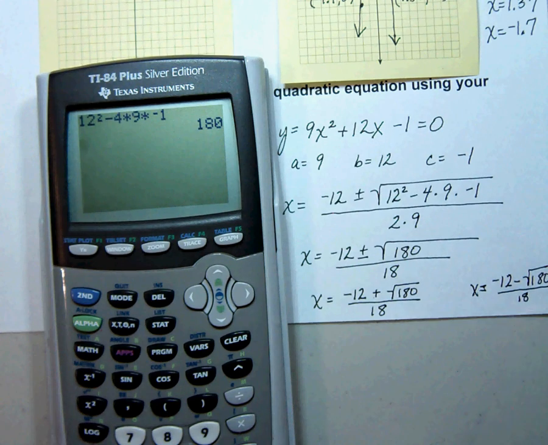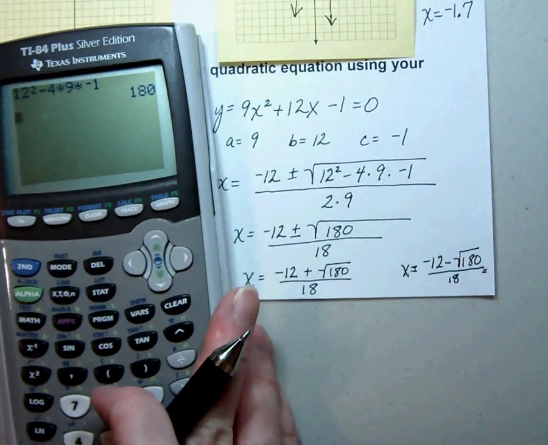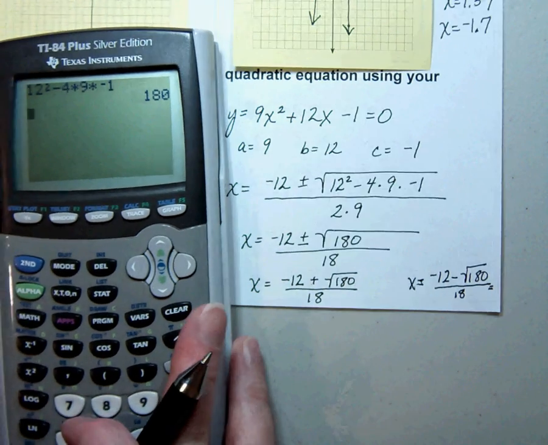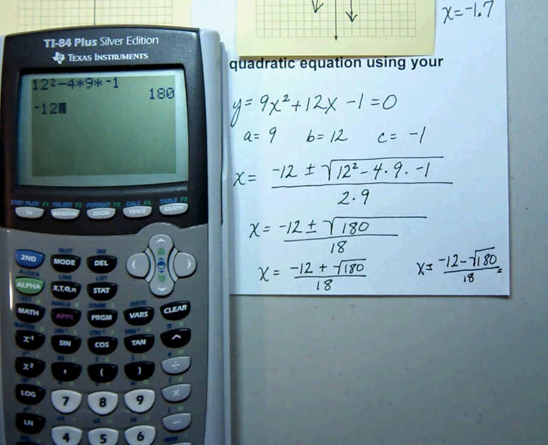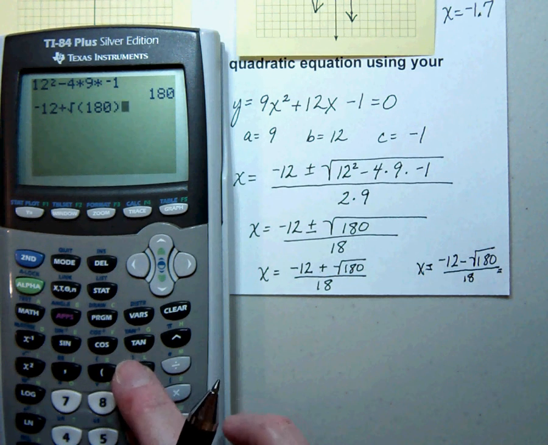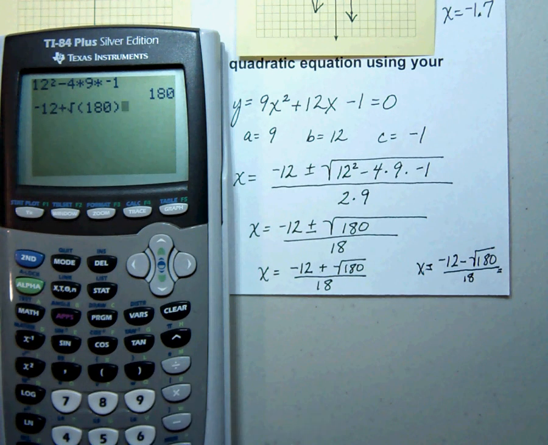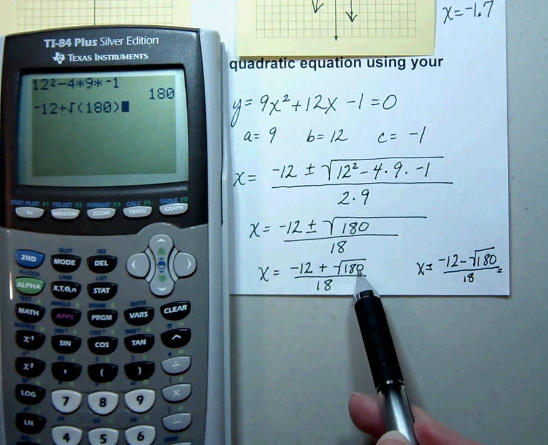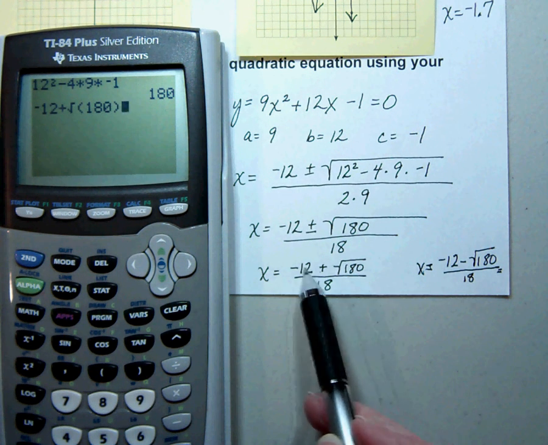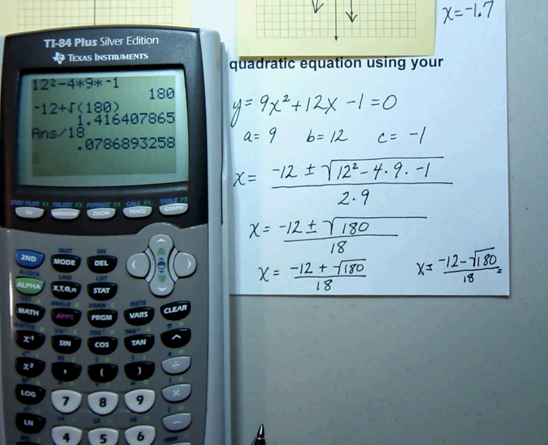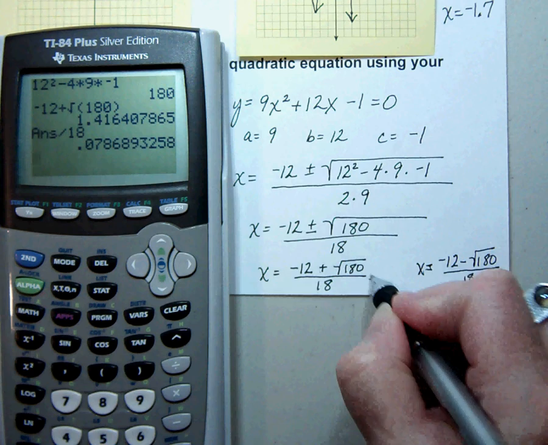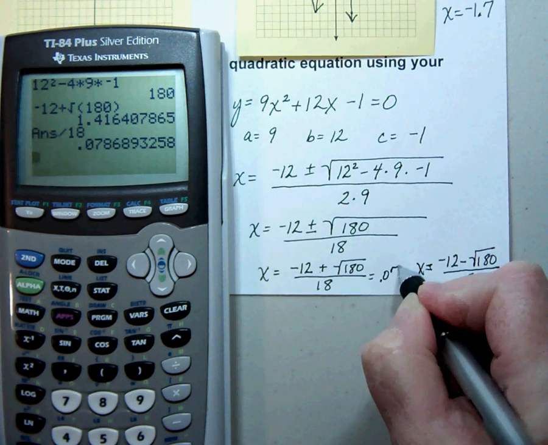Okay, I'm kind of running out of paper here, but let me move this over. This is very important. I want you to listen closely. When you type in negative 12 plus the square root of 180, you can close the radical, but if you were to put divide by 18, you would get the wrong answer because it would divide the square root of 180 by 18 and not the sum. So you do need to push enter and then divide by 18. And that would leave you with this first answer, 0.07.